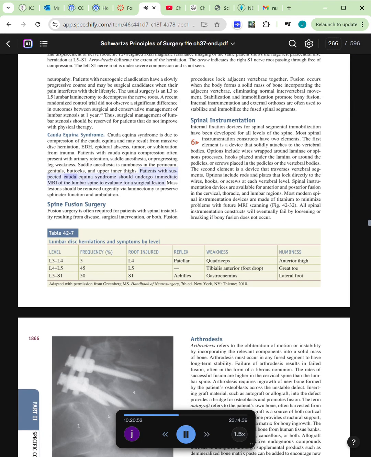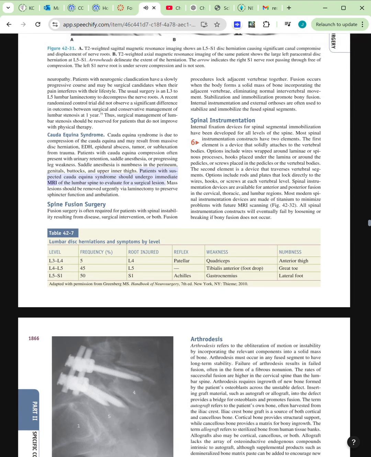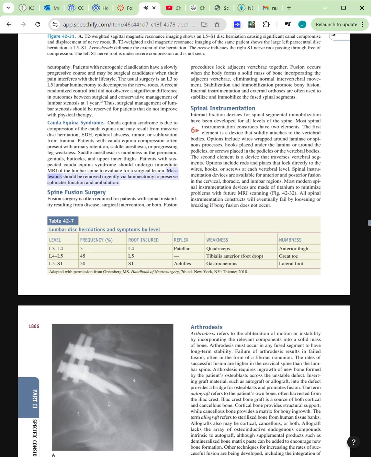Patients with suspected cauda equina syndrome should undergo immediate MRI of the lumbar spine to evaluate for a surgical lesion. Mass lesions should be removed urgently via laminectomy to preserve sphincter function and ambulation.